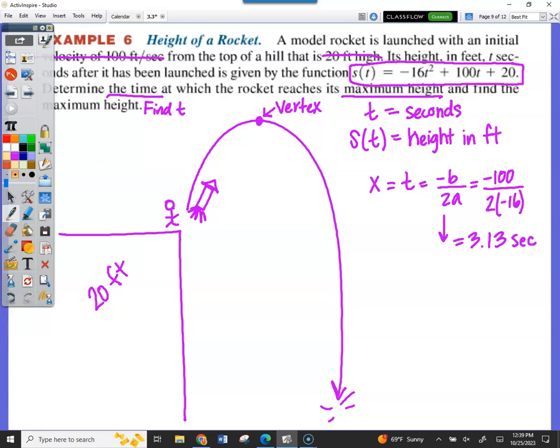And then the next question is, what is the highest point? How do I find it? Plug it in. So S of 3.13. Now mine's going to be a little off because I did 3.125. But you should get close to this, right? About 176 feet.